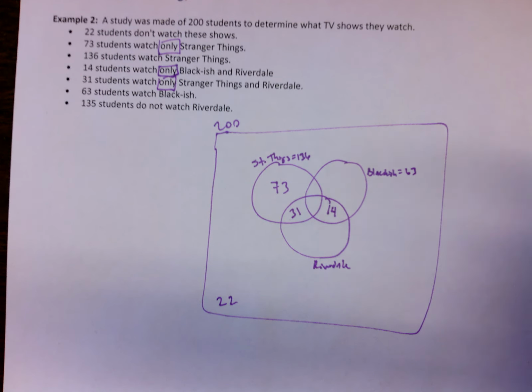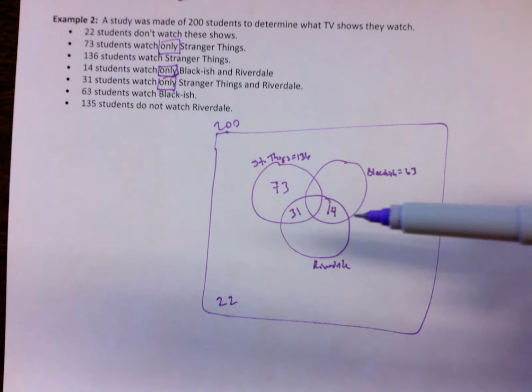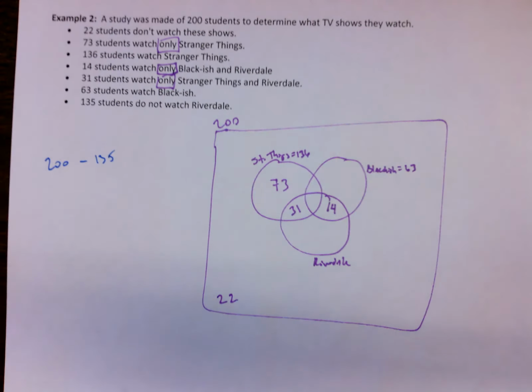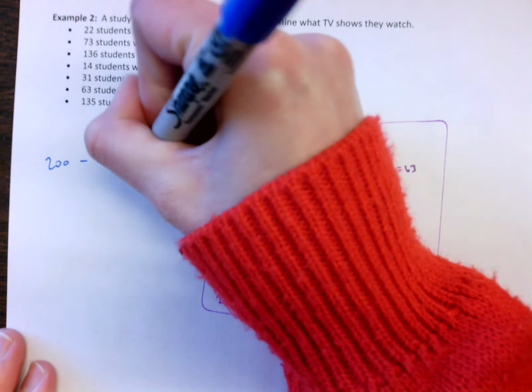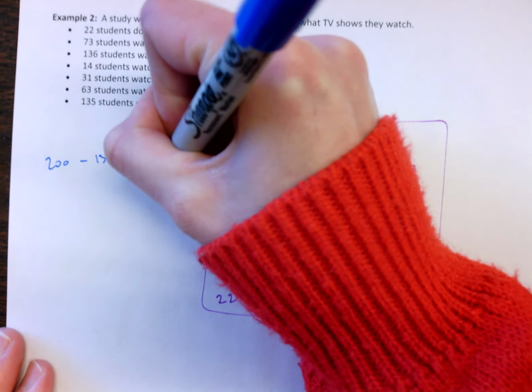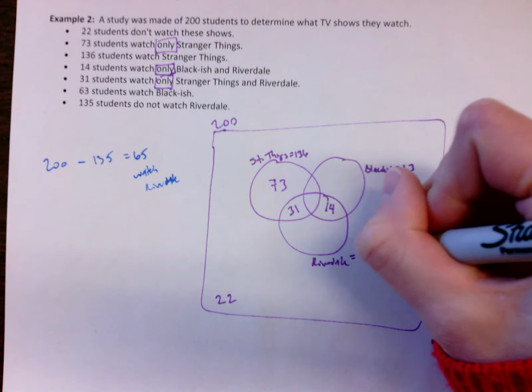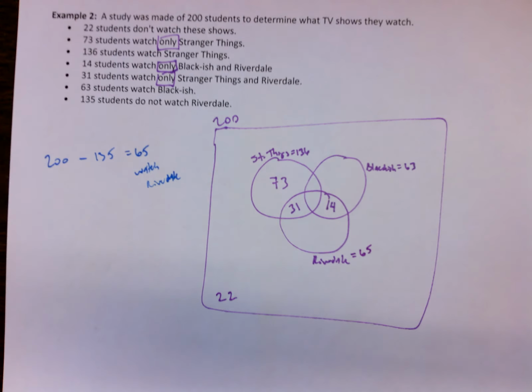Okay, well, how can I make that work for me? So let's work our way through this. So 135 students don't watch Riverdale. Okay, well, I can start by figuring out how many students do watch Riverdale, right? So I know that there's 200 people total, minus the 135 that don't watch Riverdale. So that works out to 65 who watch Riverdale. Okay, so that part, pretty straightforward. So that means that this section right here, this whole circle has to be 65. Great.